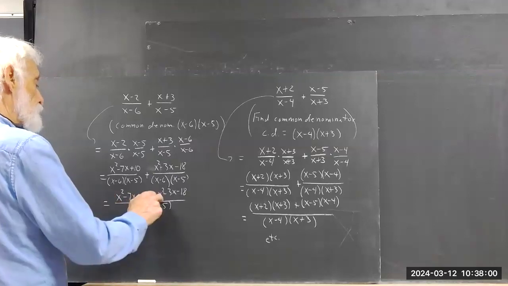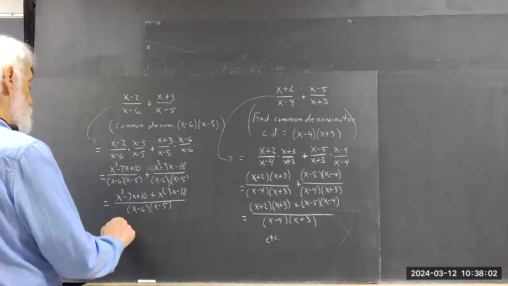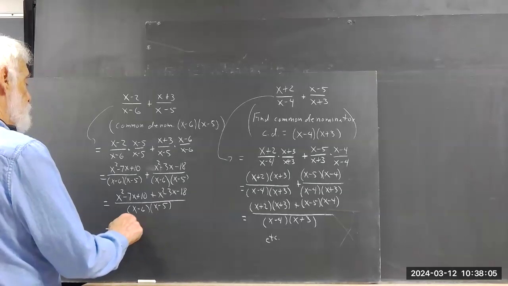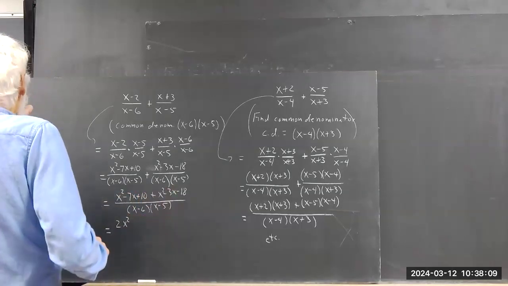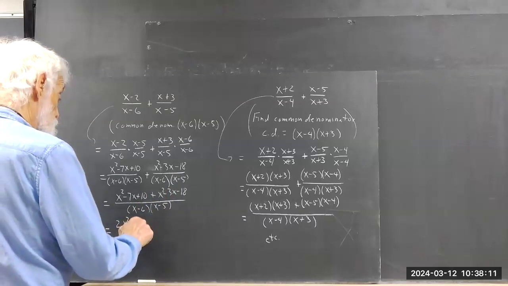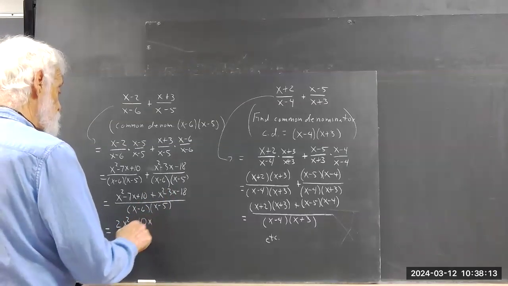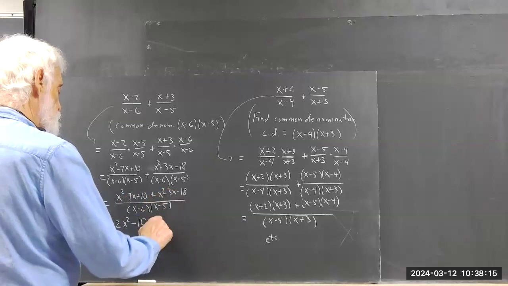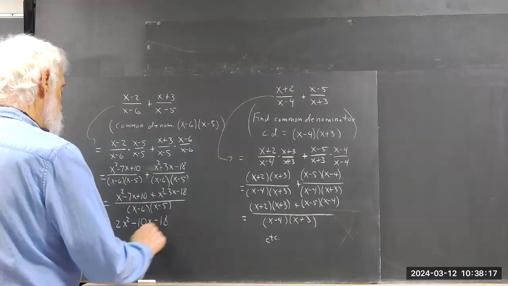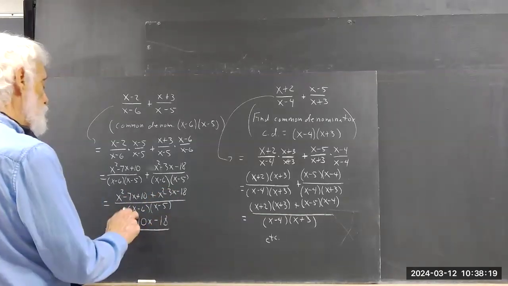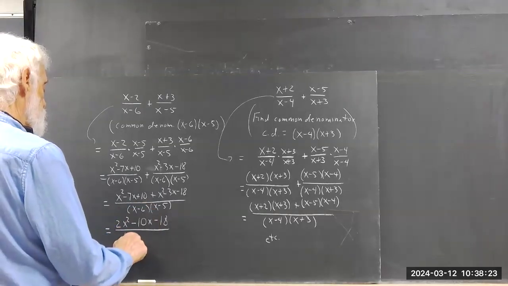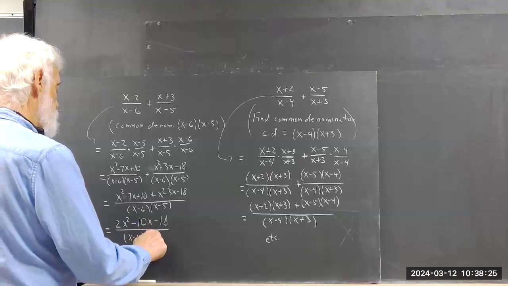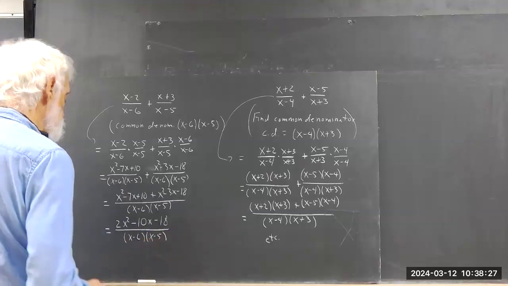Now, x squareds: we have an x squared and an x squared, which gives us 2x squared. We have a minus 7x and a minus 3x. Excuse me, that gives us minus 10x. And then 10 minus 18, well, that's minus 8. And we divide that by the denominator. We're going to keep the denominator factored: x minus 6 times x minus 5.